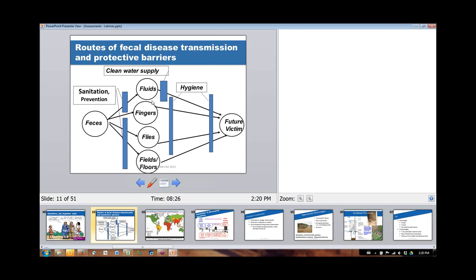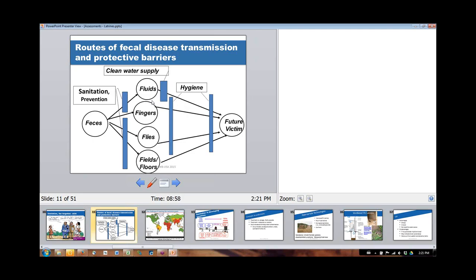So when you put those two together, you still have not taken care of the fingers, because people could still choose not to wash their hands. But you can see that when you add in hygiene, you've done it. You actually can hit all four vectors, because people, even if they don't have clean water, with hygiene, they know how to clean it. They can boil it. They know how to wash their hands.